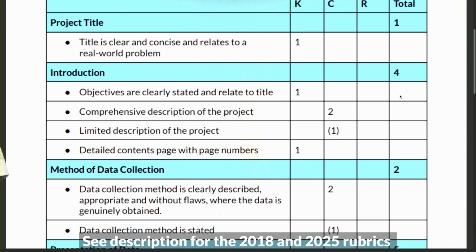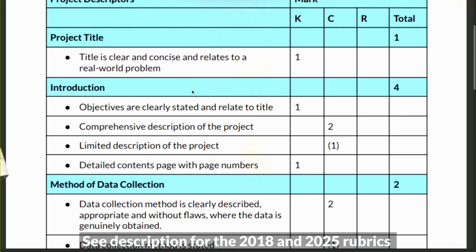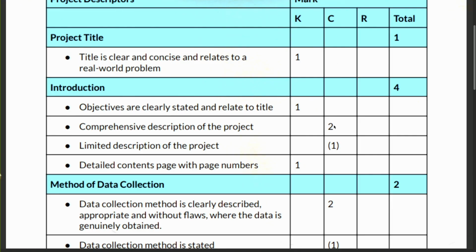So when we go down for introduction now, we have 3 different components. We have the first part, which is the objectives are clearly stated and related to the title. That's a K mark. Then we have the comprehension mark is for 2 marks here. Comprehensive description of the project. Now, if they don't get the 2 marks, they can get 1 mark, and this is a limited description of the project. And then the R mark is, sorry, there's no R mark here. This is blank. Apologies. There's a 3rd mark, which is a K mark, which is for detailed table of contents. Detailed contents page with page numbers.